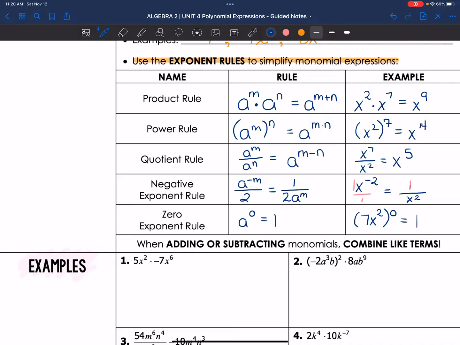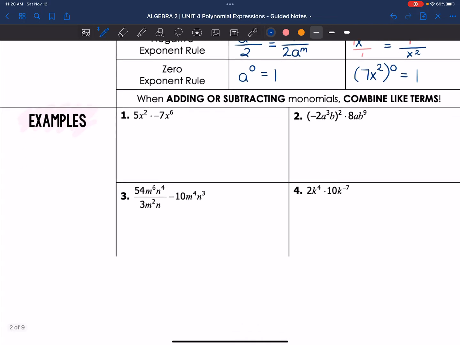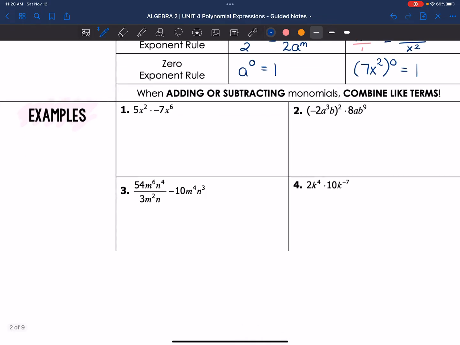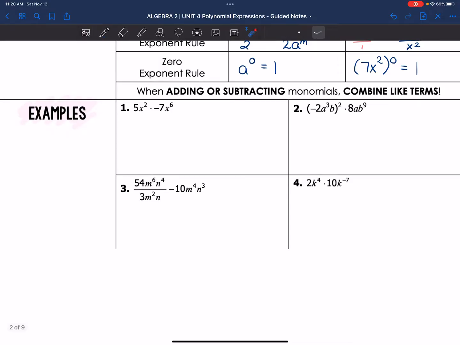So that, ladies and gentlemen, is going to be essential if we're going to simplify monomial expressions like we see in these couple examples. So let's go ahead and begin. When we have this first example, I've got a monomial here, right? I've got this monomial multiplying with this monomial.